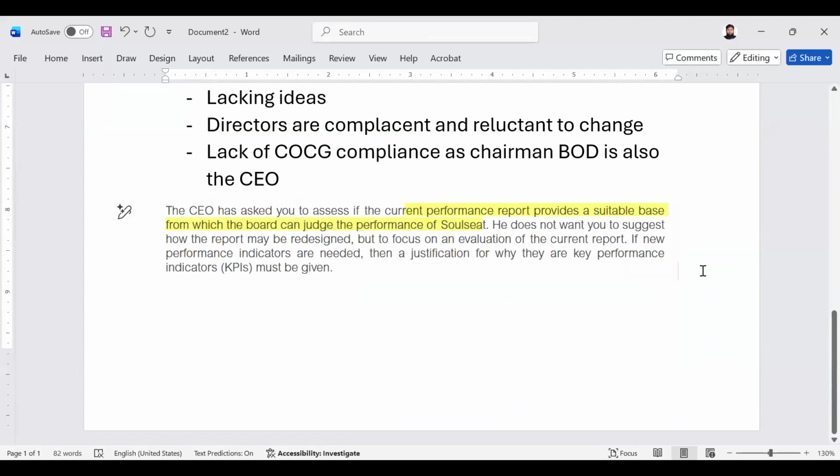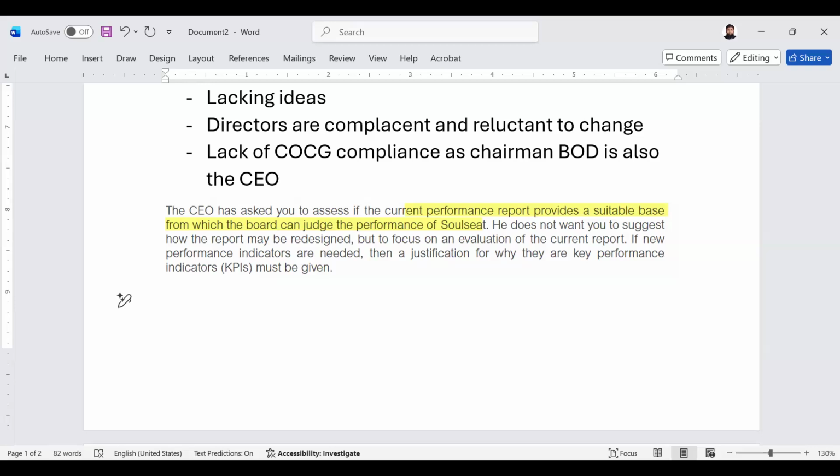It says the CEO has asked you to assess if the current performance report provides a suitable base from which the board can judge the performance of Solseed. He does not want you to suggest how the report may be redesigned, but to focus on an evaluation of the current report. If new performance indicators are needed, then a justification for why they are KPIs must be given.